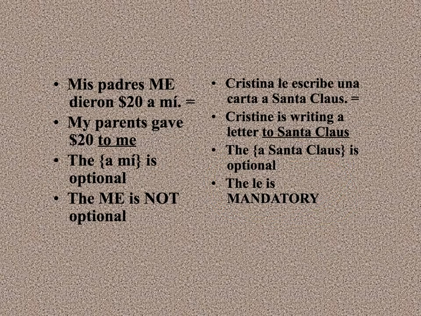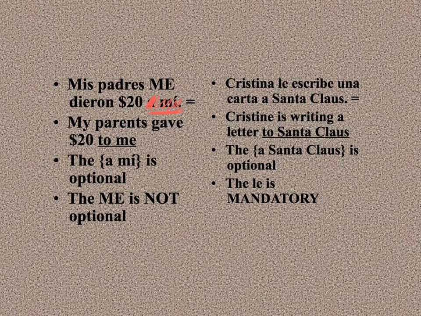Okay, so a couple examples for you. Mis padres me dieron $20 a mí. My parents gave $20 to me. Here is what you have to know. The a mí, the part that's very clearly, your brain is going to go, oh yeah, that means to me. I get it. That's optional. I could easily take that out of my sentence and still have the sentence be correct. But what's not optional is the me, which is the to or for me part. So I can have a sentence and have it be correct if I take that out. But if I mess with the me, all of a sudden I've made a grave error.